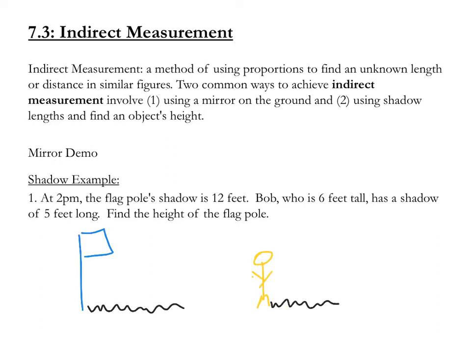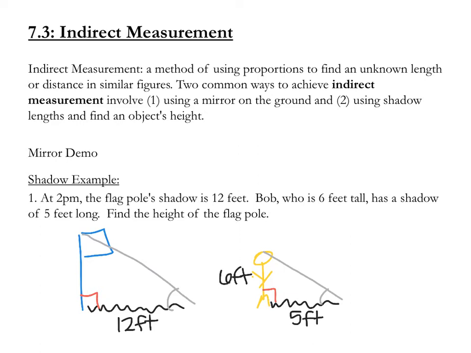What happens here is because of the angle of the sun, we're going to have a triangle that forms here. And because the angles are going to be the same, the triangles are going to be similar. Because this ends up being a right angle, and the angle that the sun is making with the ground is the same. These triangles end up being similar by angle-angle similarity. So then we can fill in the numbers that they gave us from the problem. They told us that the flagpole's shadow, that's the one on the ground, is 12 feet. And they told us Bob is 6 feet tall, and that the shadow is 5 feet long.